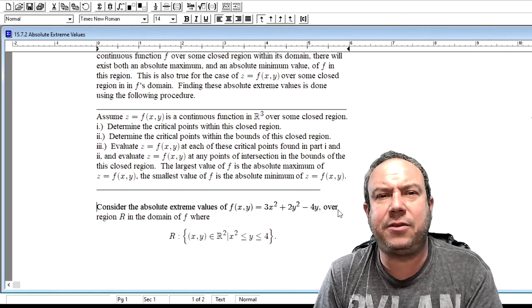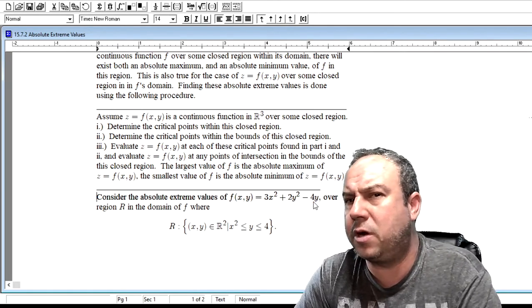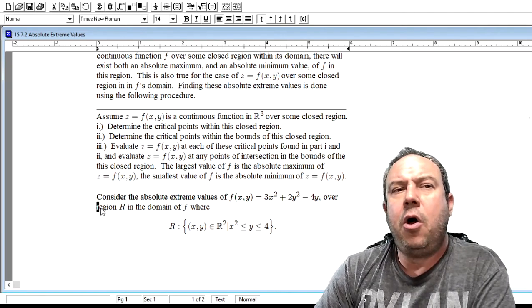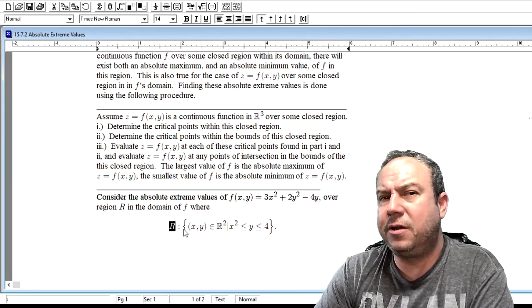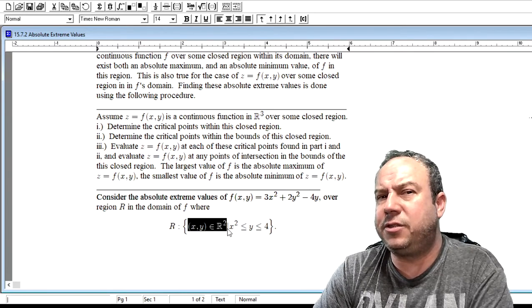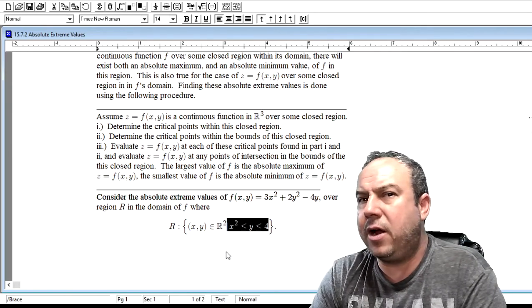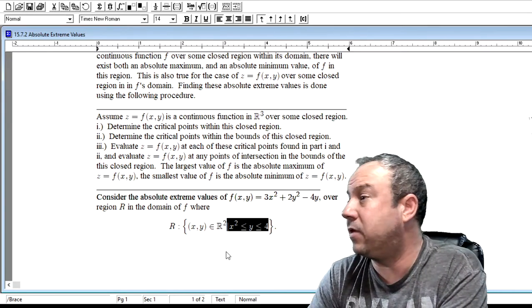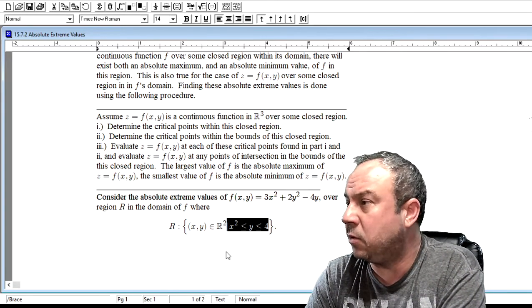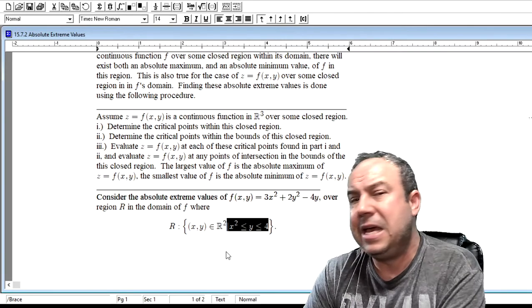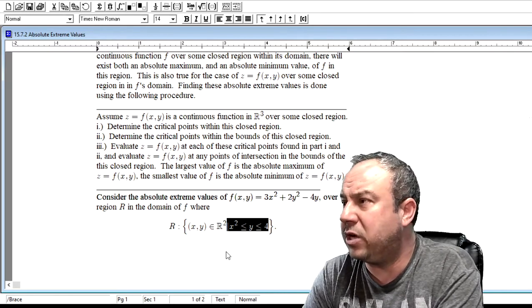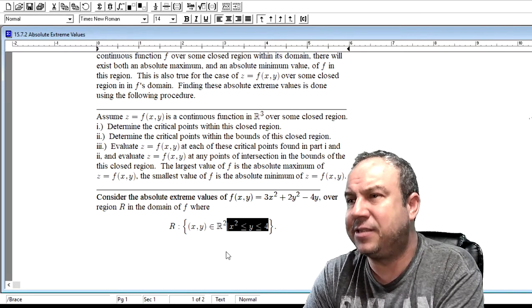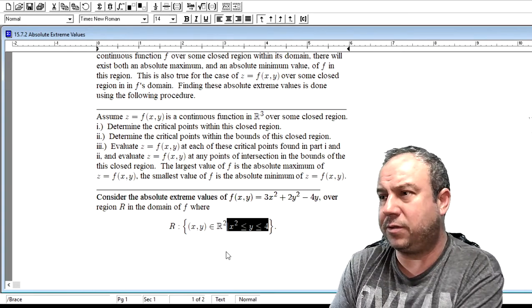Consider the extreme values of 3x squared plus 2y squared minus 4y, this function, over region R in the domain of f defined here. Region R is defined as the set of coordinates in two-dimensional space such that the y values are between x squared and 4 in value. y is always greater than or equal to x squared and, at the same time, less than or equal to 4. This is going to define a particular region in two-dimensional space over which our surface exists. This is the description of our closed region, folks.